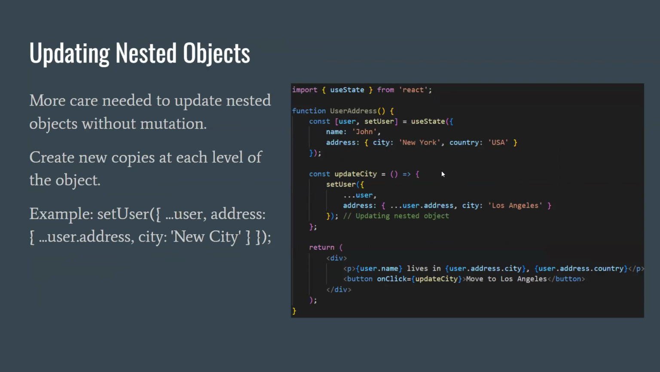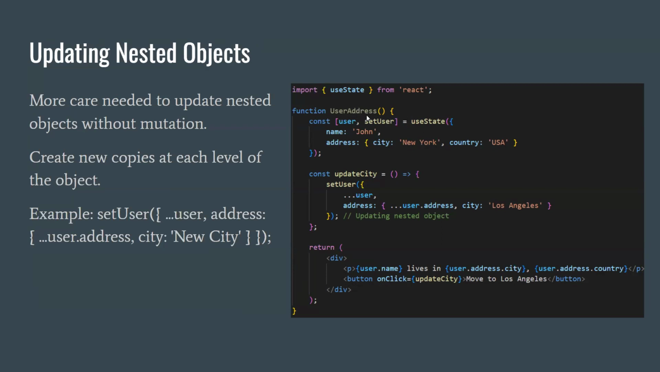Updating nested objects. So updating nested objects can be tricky, as we need to ensure that we copy each level of the object to avoid mutation. So you can see here's the demonstration of the correct approach to update a nested object, where we create new copies at each level to ensure immutability.